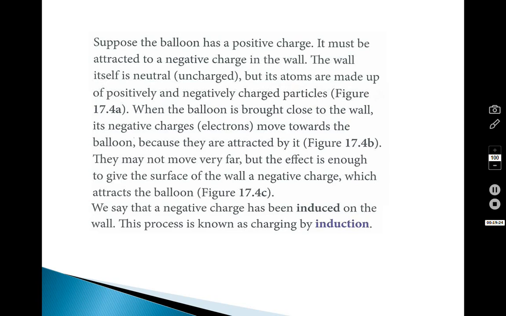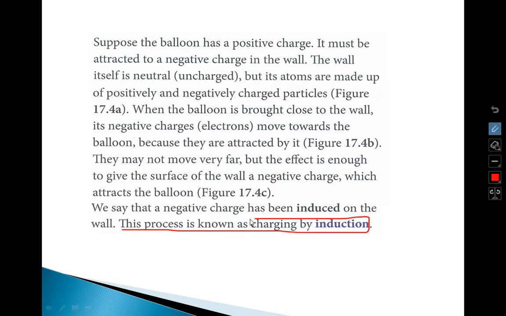So we say that a charge has been induced on what? On the wall. This process is known as charging by induction. This process here is known as charging by induction. So there are two ways of charging: by friction and by induction.